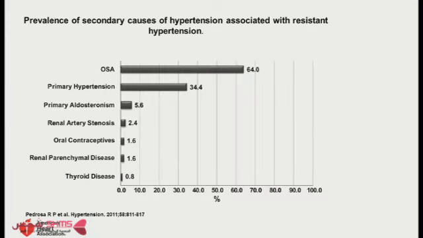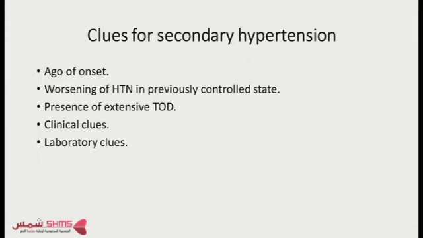If we come to secondary causes, we know they play a good part in resistant hypertension. These are the list of the causes. What are the clues for the causes? Age of onset, younger age or elderly, worsening of hypertension, presence of extensive target organ damage, clinical clues, and laboratory clues.